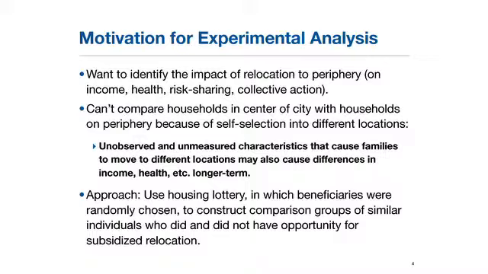And that's why we're looking for some kind of exogenous variation in the locations. Okay? So we're going to use this housing lottery, in which beneficiaries were randomly chosen, and we'll do that to construct the comparison groups.